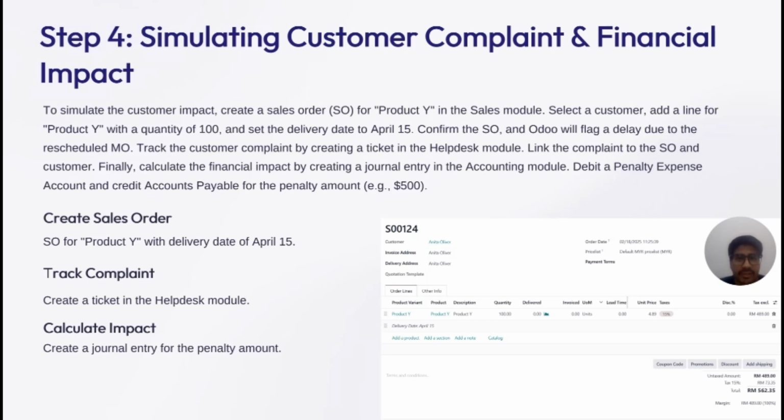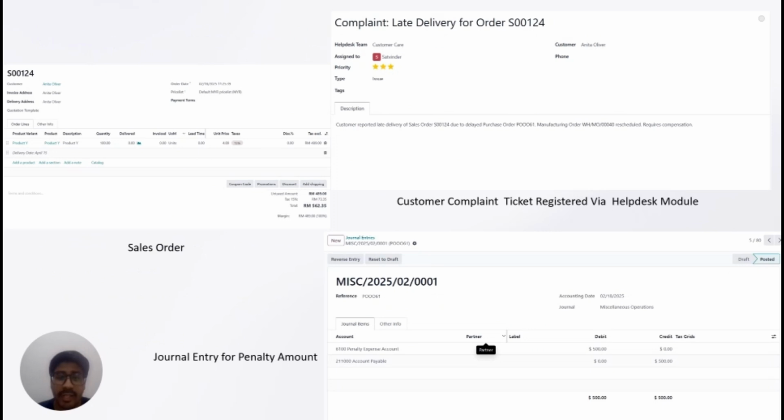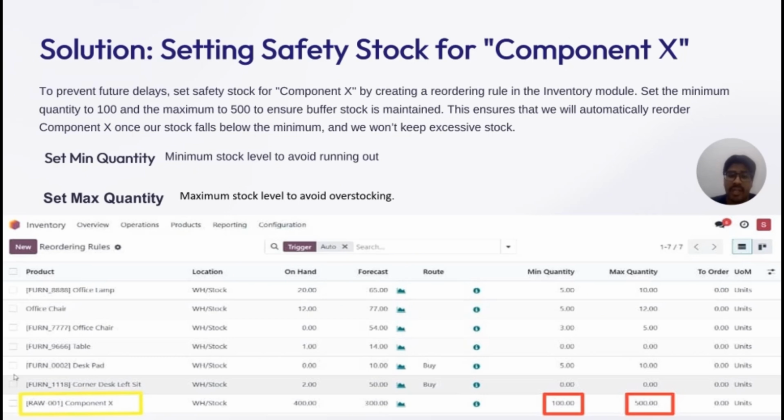Next, we calculate the financial impact by creating a journal entry in the accounting module. We debit a penalty expense account and credit accounts payable for the penalty, simulating the financial consequences for the late delivery. Now that we have simulated the scenario, let's implement solutions to prevent such delays in the future, optimize production planning, and mitigate customer dissatisfaction.